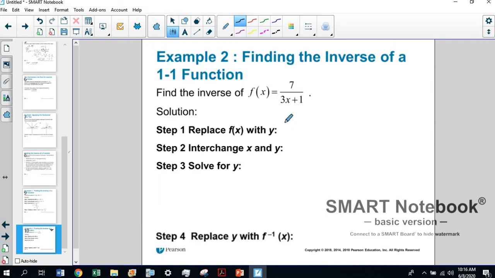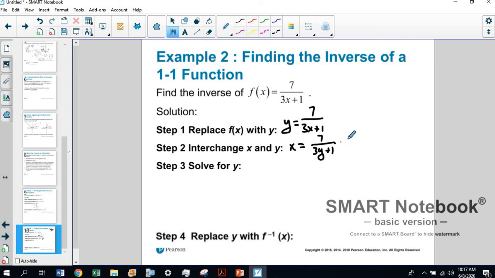So let's take a look here. How do we do this? We replace f of x with the y. And then we swap positions with the x and the y. In this case, again, there's only one x and one y, so we swap them. If there's more than one x, then you have to swap both of them and you get more than one y, but we don't see that very often. Okay, now solve for y.